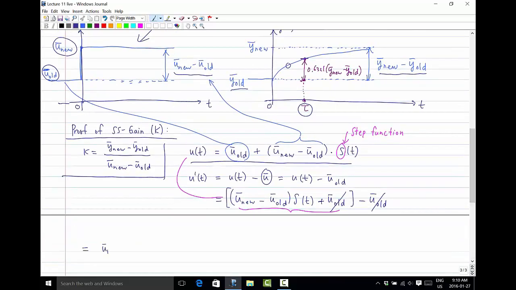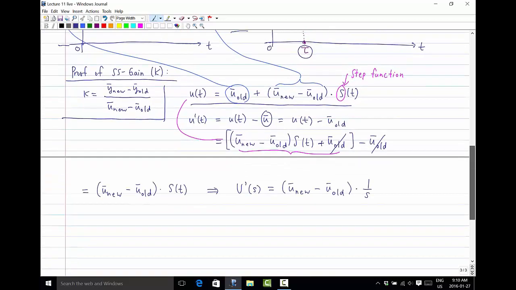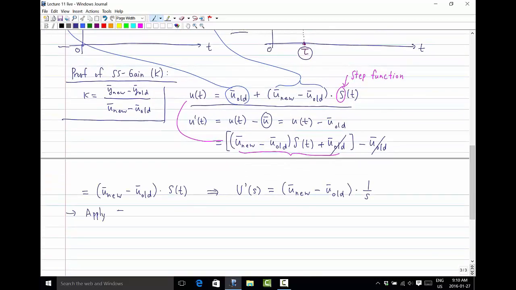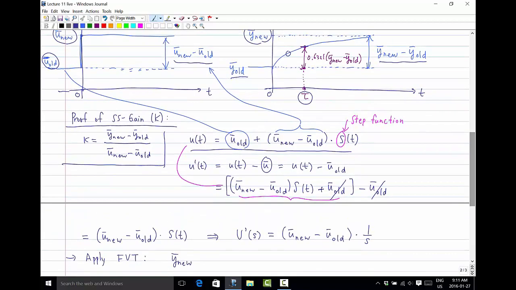Notice that the input can be expressed as a step function multiplied by a constant. We can then take the Laplace transform of the deviation of the input u and write it in terms of 1 over s multiplied by the constant. Finally, we apply the final value theorem and find the new value of the steady state in the output y.